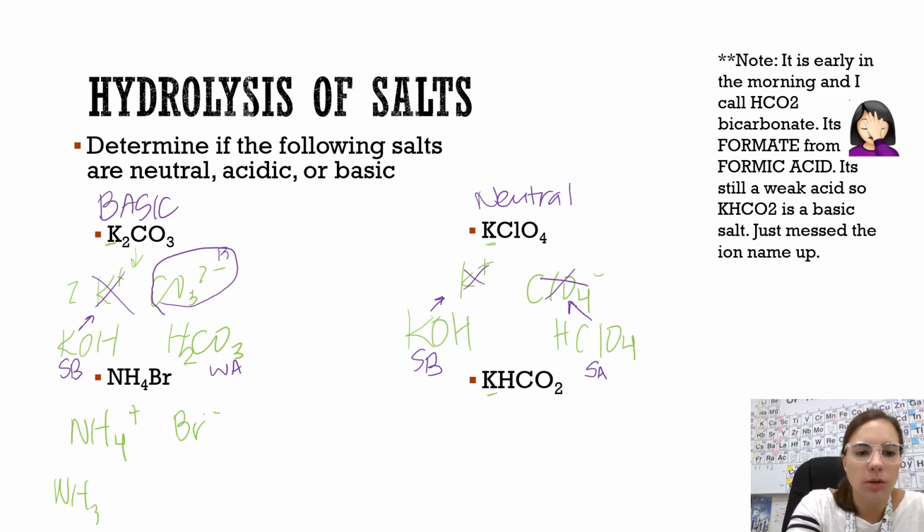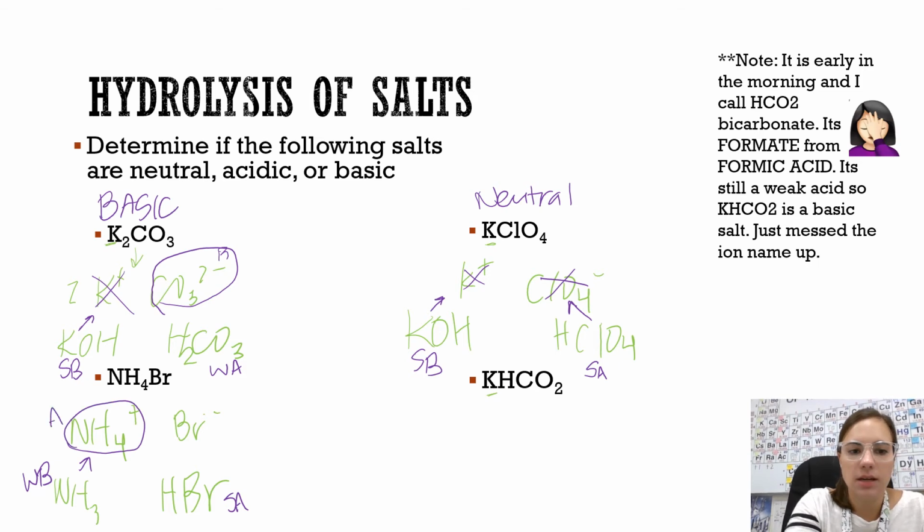And then bromine would come from HBr. So ammonia we know is a weak base. Hydrobromic acid we know is a strong acid. So that means that this ion itself is acidic, but this is neutral since it came from a strong acid. So that makes this salt acidic.